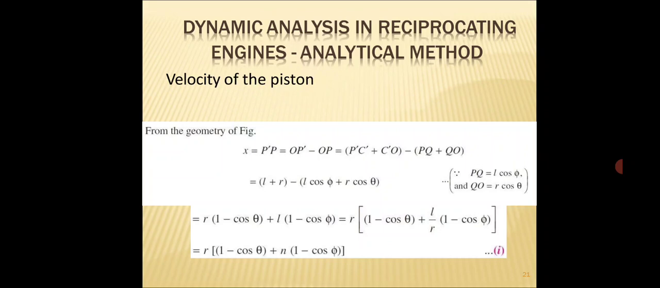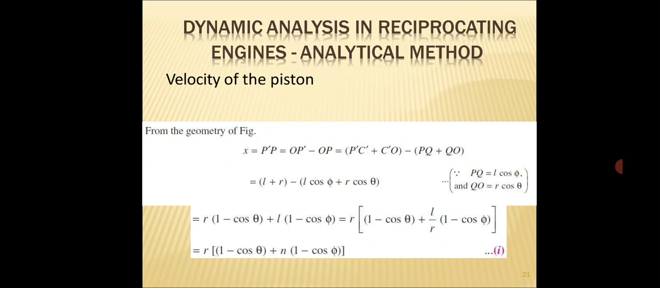we can substitute L cos phi and R cos theta instead of PQ and QO, and the equation is rewritten as L plus R minus L cos phi plus R cos theta. So we have to rearrange that equation, which gives R into 1 minus cos theta plus L into 1 minus cos phi. Taking the common factor, it is R into 1 minus cos theta plus L by R into 1 minus cos phi.